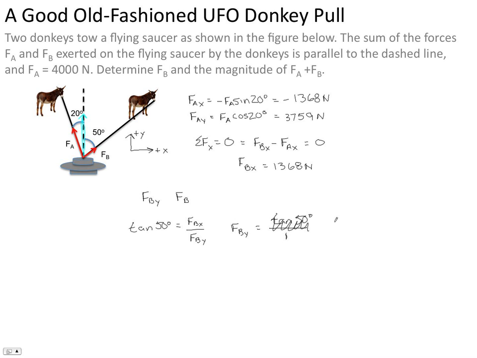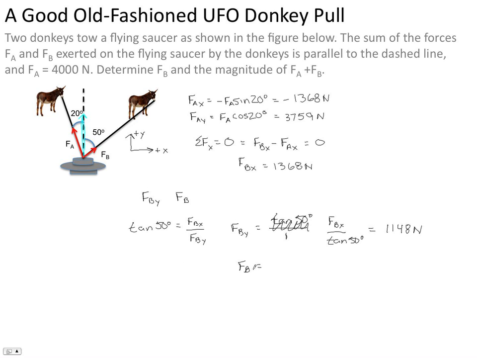So tan 50 degrees equals Fbx over Fby. Doing the algebra, Fby equals Fbx divided by tan 50 degrees, which is going to equal 1,148 newtons.